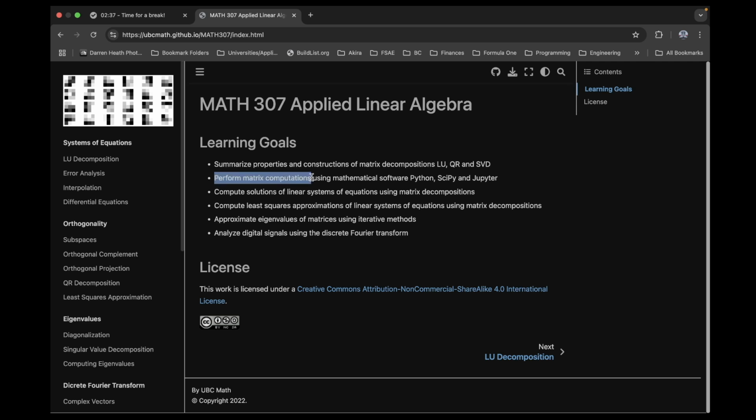Perform matrix computations using mathematical software: Python, SciPy, and Jupyter. So we do know what those things are. Compute solutions of linear systems of equations using matrix decompositions. Compute least squares approximations of linear systems of equations using matrix decompositions.